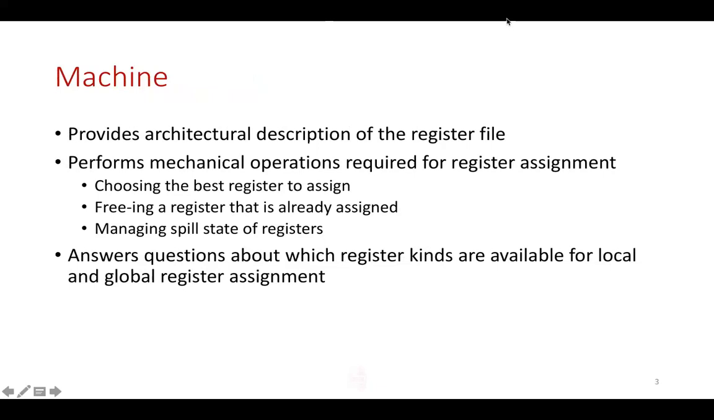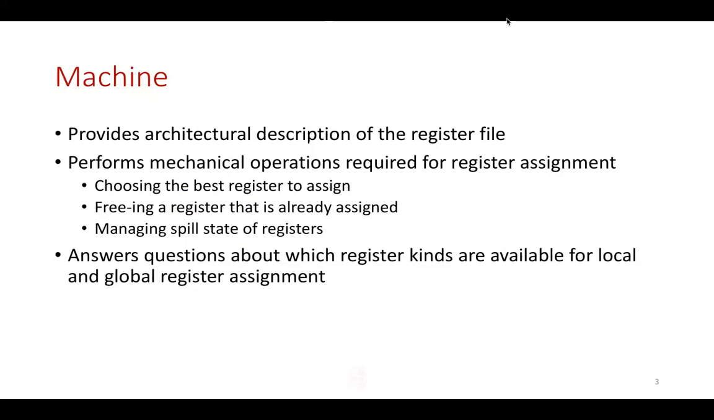Another important class is the machine class, and its real purpose is to provide an architectural description of the register file. So what registers are available on a particular processor, and how do you go about manipulating and using those registers. It also contains things to do with register assignment. So how do you choose the best? During register assignment, when you have to assign a register to an instruction, what is the best register to assign at this point?